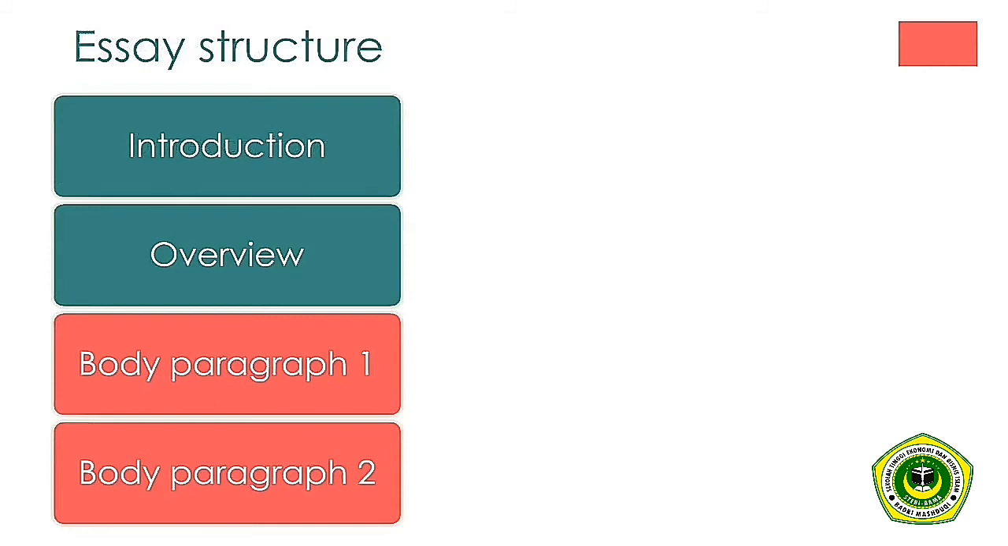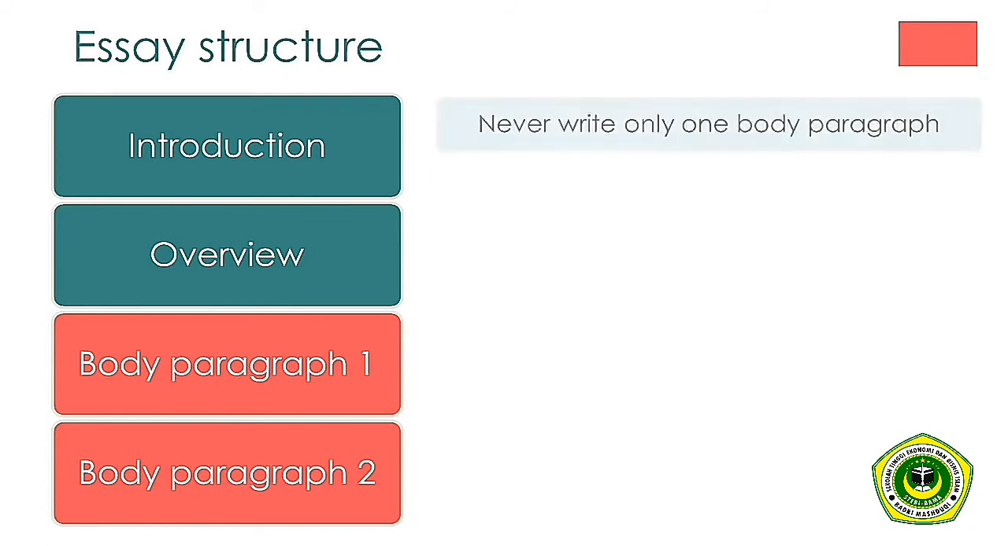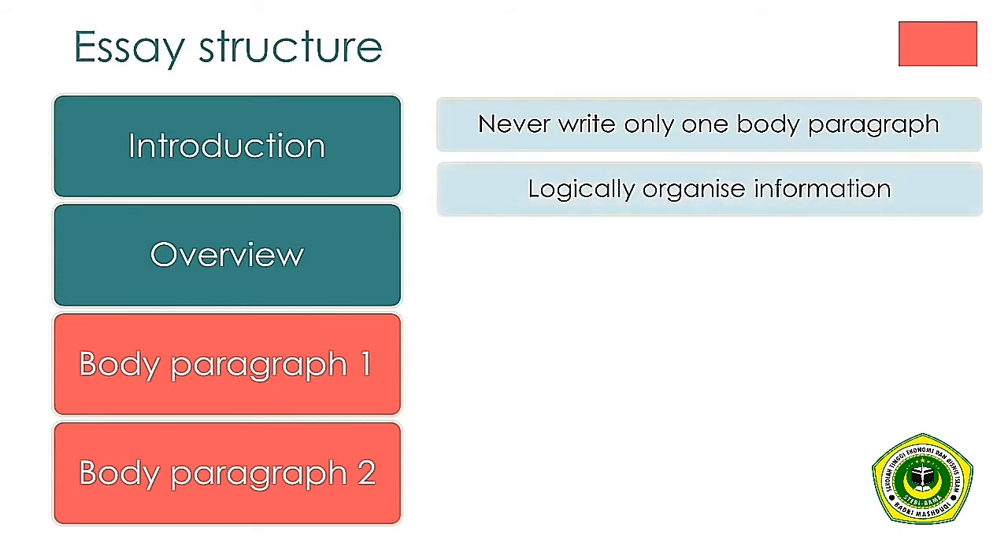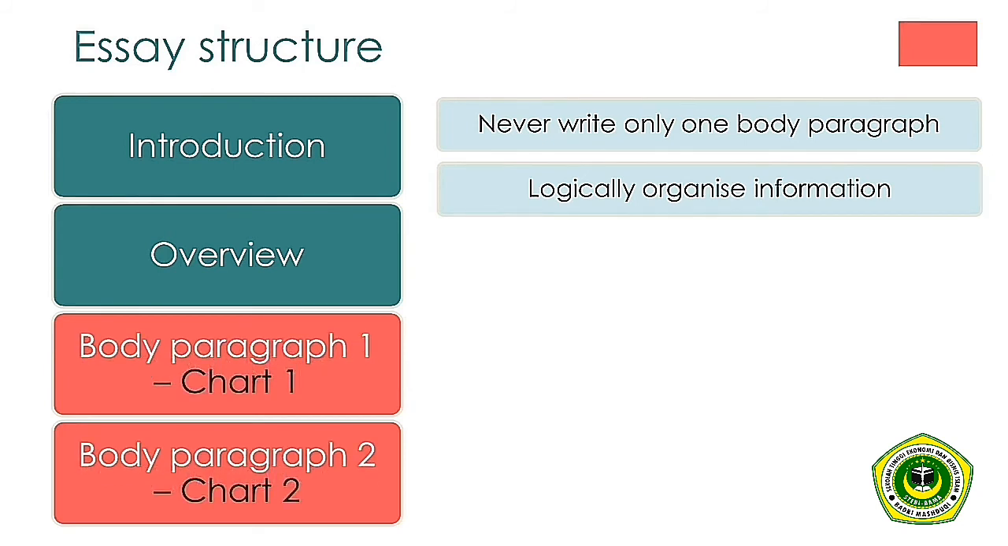Let's move on to the body paragraphs. Write 2 body paragraphs. Occasionally, you may have 3, but in most cases 2. Never write only 1 body paragraph. To get band 7, you must logically organize information. It means you need to find a logical way to split information into your body paragraphs. In this task, it's easy. I described the first chart in body paragraph 1 and the second chart in body paragraph 2.